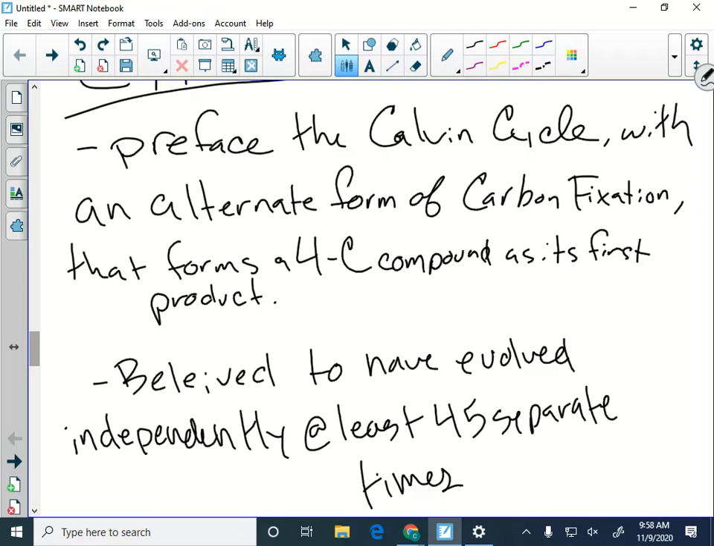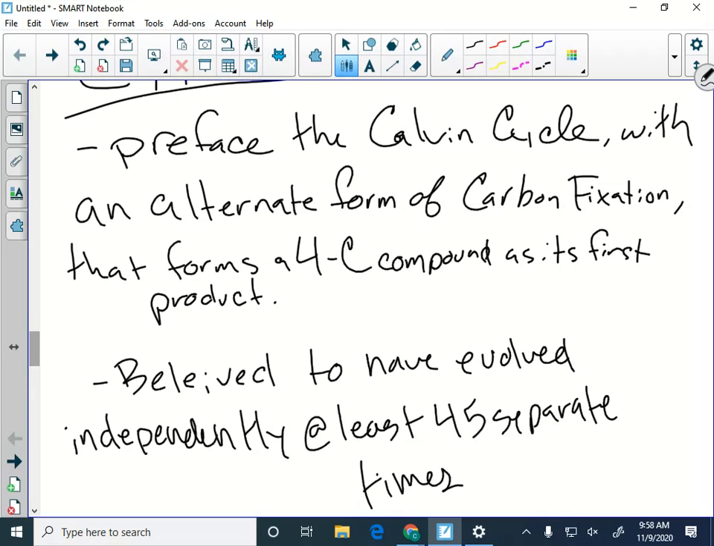Meaning on their own, without a sharing of genetic information, this process has popped up 45 times. Which is insane. Like, they did this without communicating with one another. They just figured out that they could use stuff that they had to minimize the loss of carbon dioxide. And this is how they did it.